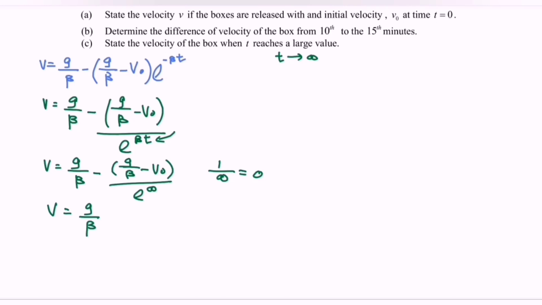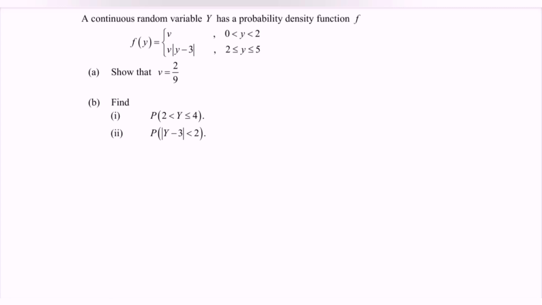Hello everyone, in this video I'm going to discuss an example for random variable. A continuous random variable y has the probability density function f, where we have f(y). According to f(y), we have the function given.